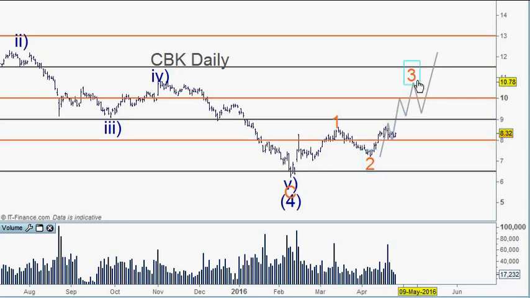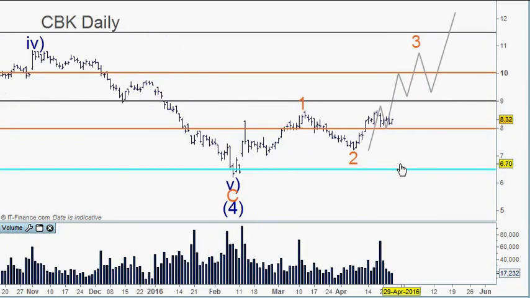And then we're looking up for wave 3 here, and we're looking for 5 waves in wave 3. So 1 and 2, which we're in now, and then 3 and 4 and 5. So wave 3 should be quite strong. So we don't want to miss it here.